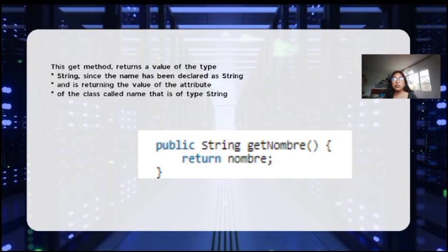This get method returns a value of type string, since the name has been declared as a string, and it returns the value of the attribute of the class called name, that is of type string.